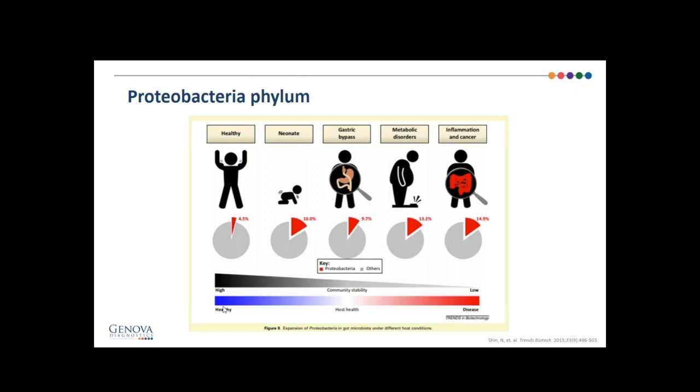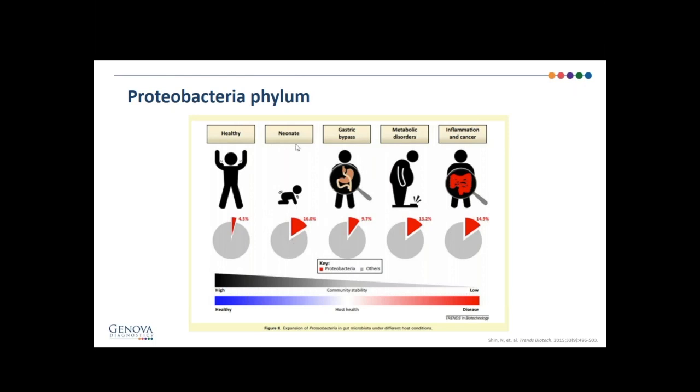So over in this picture, over on the left at the bottom, we see the blue healthy as it moves into the red disease state over on the right. And right above that, this little triangle here is showing high community stability, so that's the bacterial community, and low community stability on the right. So we have a healthy person who has very little Proteobacteria. As we move to the right, neonates, we're not going to really talk about infant microbiomes today because they're completely different than an adult microbiome. Today we're really focusing more on adults.